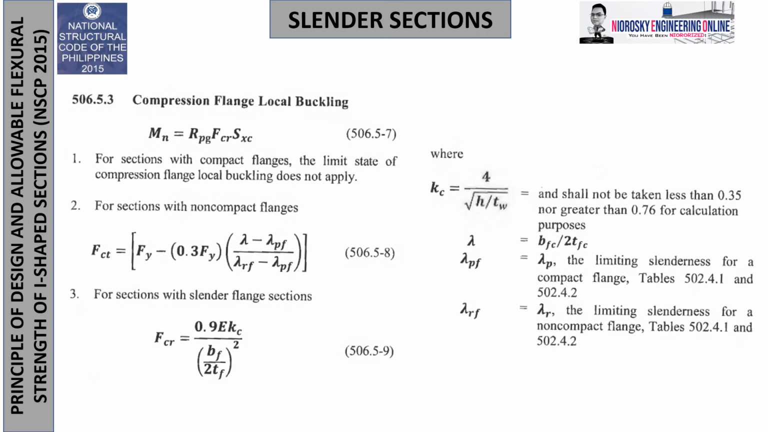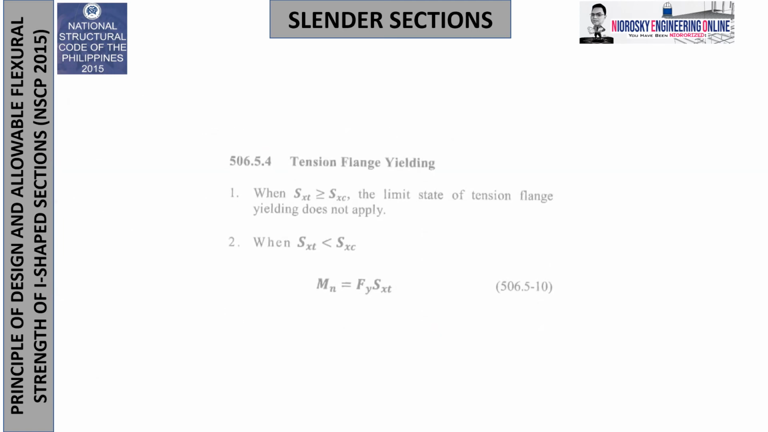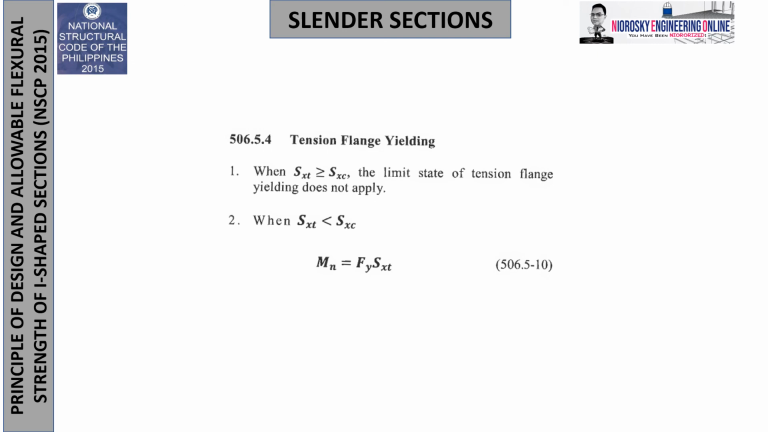Another criterion is compression flange local buckling, same again. So, there is a computation to be done there, and then we check where it applies. So, you have to check these 3 criteria carefully. Okay? So, KC, lambda, lambda P, lambda RF were already covered on how to deal with them. Tension flange yielding, same again: compare S sub XT and S sub XC, depending on where you put it. When it is more than or equal, it does not apply. But if it is less than S sub XC, then Mn is equal to Fy S sub XT.